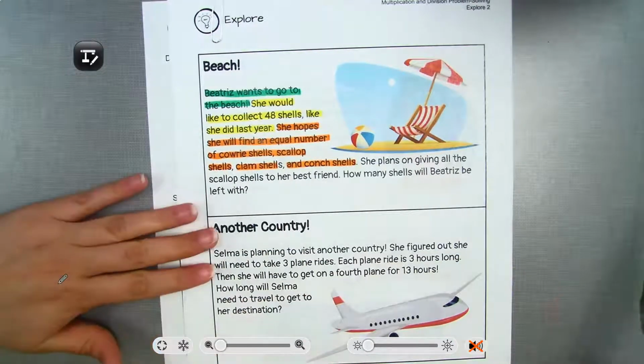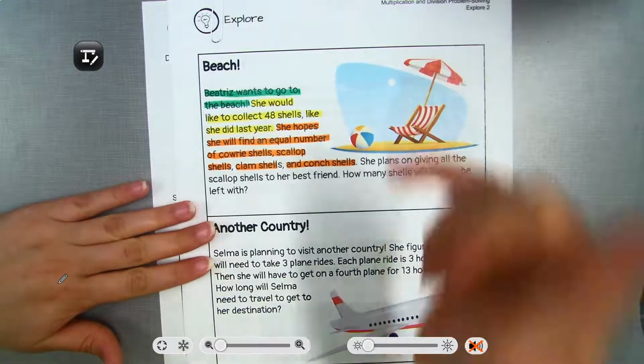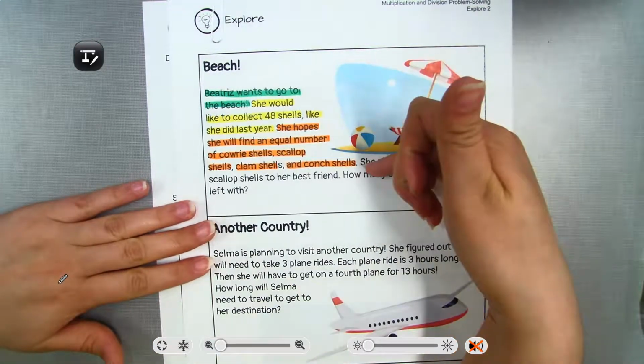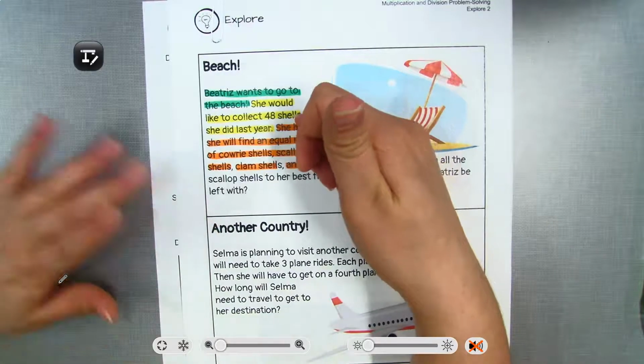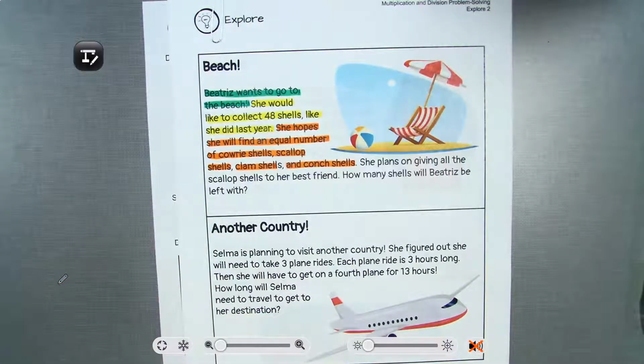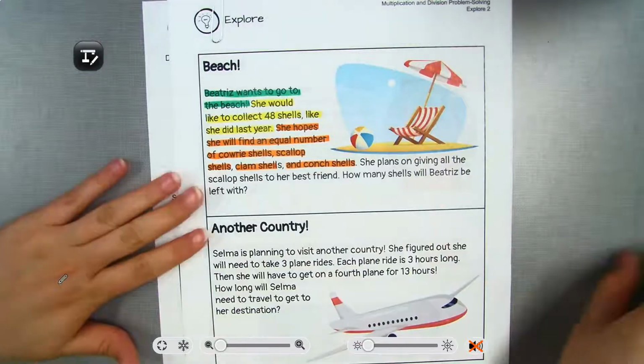So let's look at that information right there. So we're going to work on this first. So she has 48. That's how many she has. And she hopes, or she would like to collect 48. So she's going to go to the beach and she's going to start picking up 48 shells. She's hoping that she will find an equal number of each of these shells that she listed.